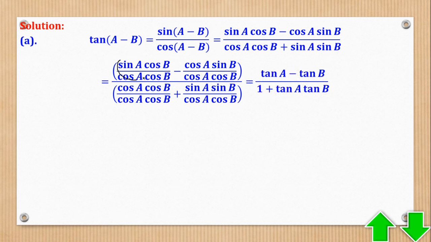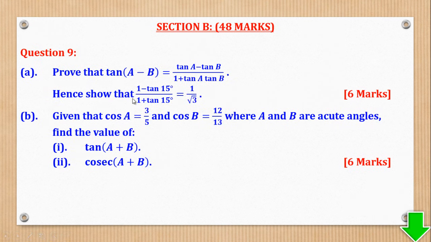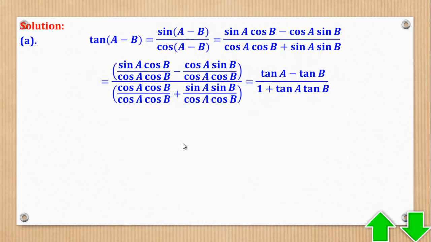So for example, here, this goes away, sine over cos is tan. Here, this goes away, sine over cos is tan. Here, this goes away, and this goes away. Here, this is tan, and this is also tan. And basically, that's what they wanted. Then for the hence part, let me see the hence part. They said, hence show that this is equal to this. So that is now more of a comparison.